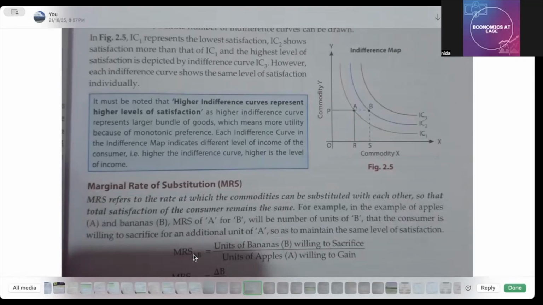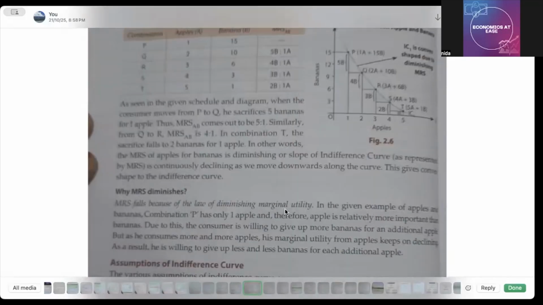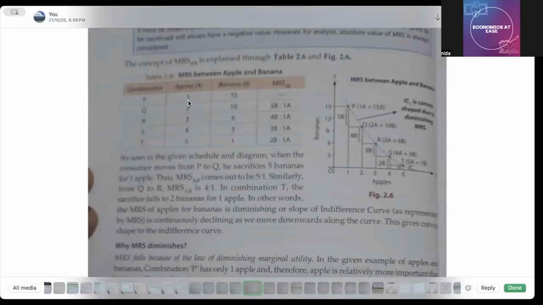For example, यहाँ पे marginal rate of substitution का आपका जो formula है, units of willing to sacrifice, यानी कि change in sacrifice upon change in gain, जो हमने शुरू के चैप्टर में पढ़ा था, right? Now let's see with the help of a diagram here also and a table. जब आपने एप्पल 1, 2, 3, 4, 5, तो इसका डिफरेंस 1 का है, तो 1 हमने यहाँ पे कर दिया है. देन फॉर एग्जाम्पल 15 बनानाज दिए, तो इसका डिफरेंस क्या हुआ? 10. पहले में तो कुछ भी नहीं आएगा.